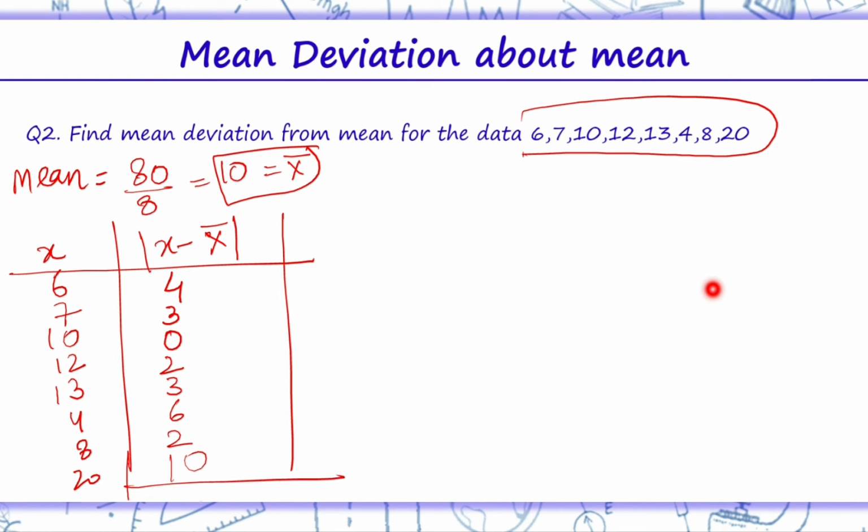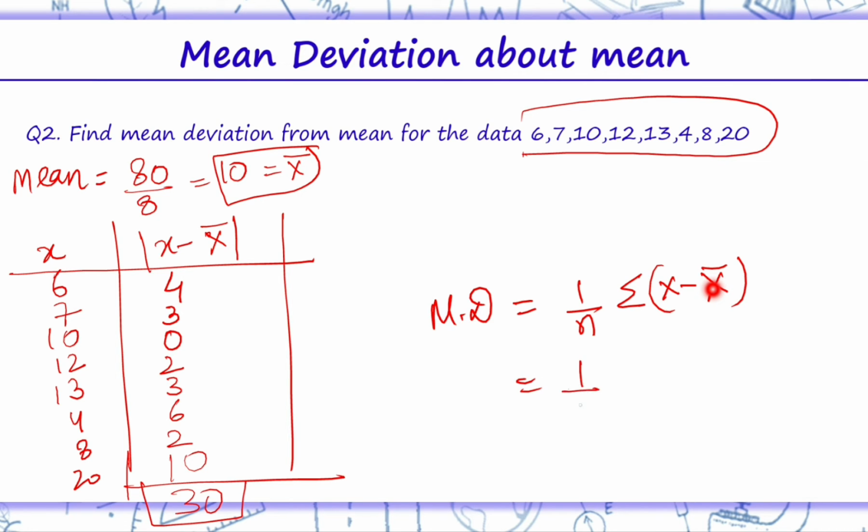Now we'll calculate its sum. Its sum is 10, 12, 18, 20, 23, 26 and 30. So its sum is 30. So the mean deviation about mean will be 1 by n summation of mod x minus x bar. So it is 1 by 8 into 30, which is 3.75. So here we learnt mean deviation about median and mean for an individual series, that is, for ungrouped data.